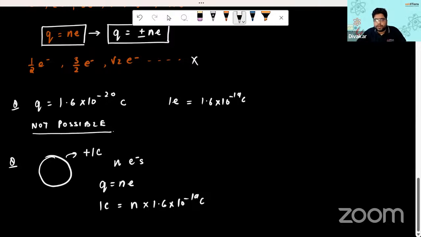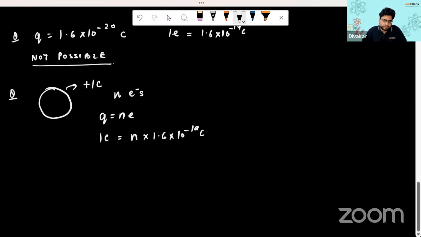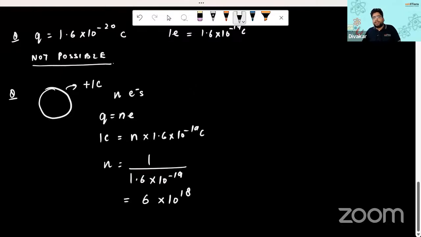Now remember, what do I want to find out? N, the number of charges that I need to transfer. So if I cross multiply, N becomes 1 divided by 1.6 into 10 raised to the power minus 19. When you simplify this, you'll get around 6 into 10 to the power 18 electrons. Now wait for a while here. This value is huge. You need to remove 6 into 10 raised to the power 18, that means after 6 you have 18 zeros. That is why 1 coulomb is a huge unit.